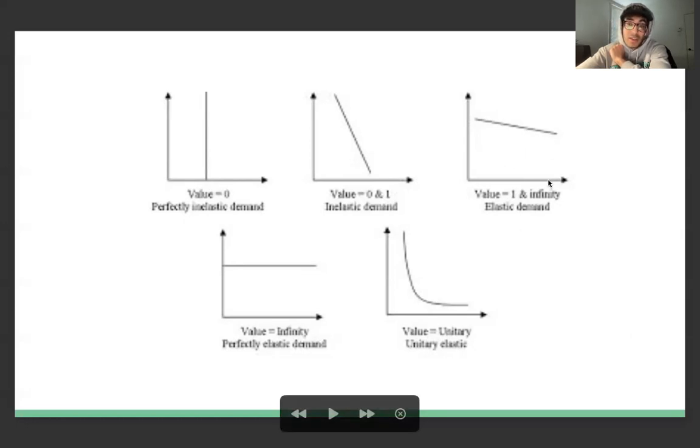And so elasticity here is greater than 1, elasticity here is less than 1, and then unitary elastic is basically saying the percentage change in price is the exact same as the percentage change in demand. So you get a value of 1, and yeah, it's called unitary elastic.